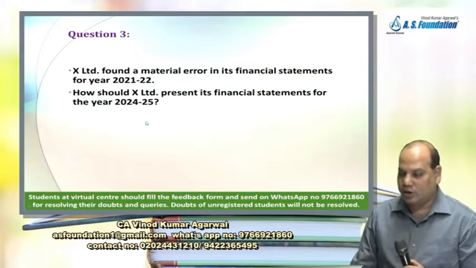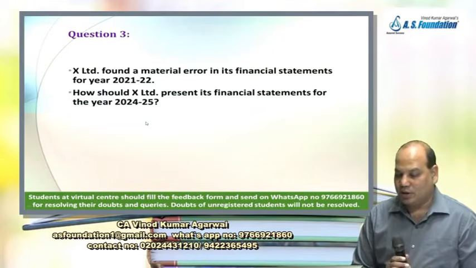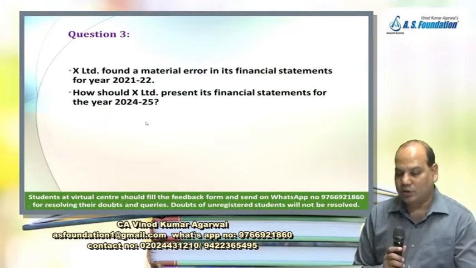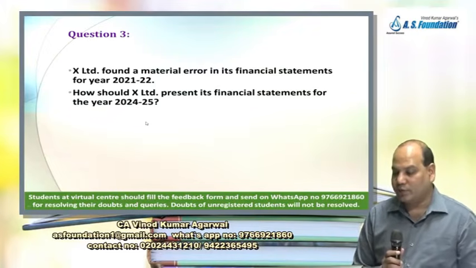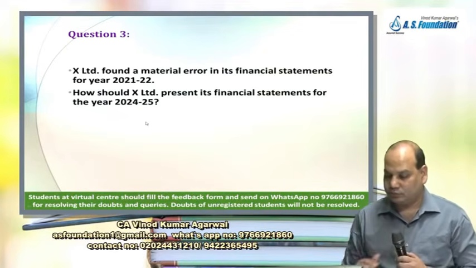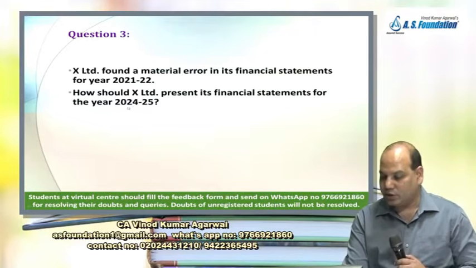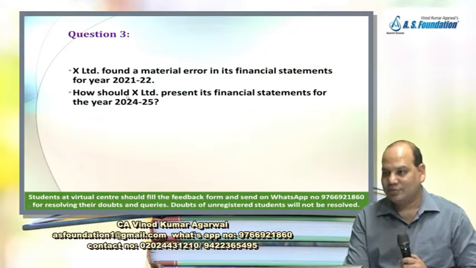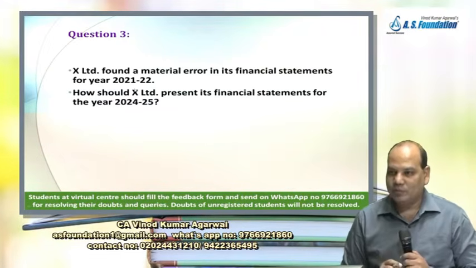Now one more question, don't read the answer, only look at the screen. Everybody, X Limited found a material error in its financial statement for year 2021-22. How should X Limited present its financial statement for the year 24-25? Now we are preparing the financial statement of 24-25. So when we are preparing, we found that there was an error committed in this year. So what will you do? We are going to prepare one more financial statement, SOFP. So 3 SOFP we will prepare now.